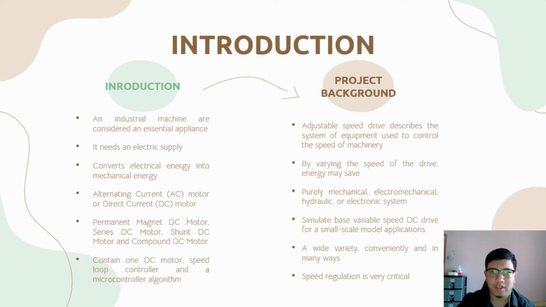The availability of speed controllers is a wide variety, conveniently and in many ways. Speed regulation is very critical in most applications. For example, for the DC motor in a radio-controlled vehicle, if only constant power is applied to the engine, the desired speed could not be sustained.